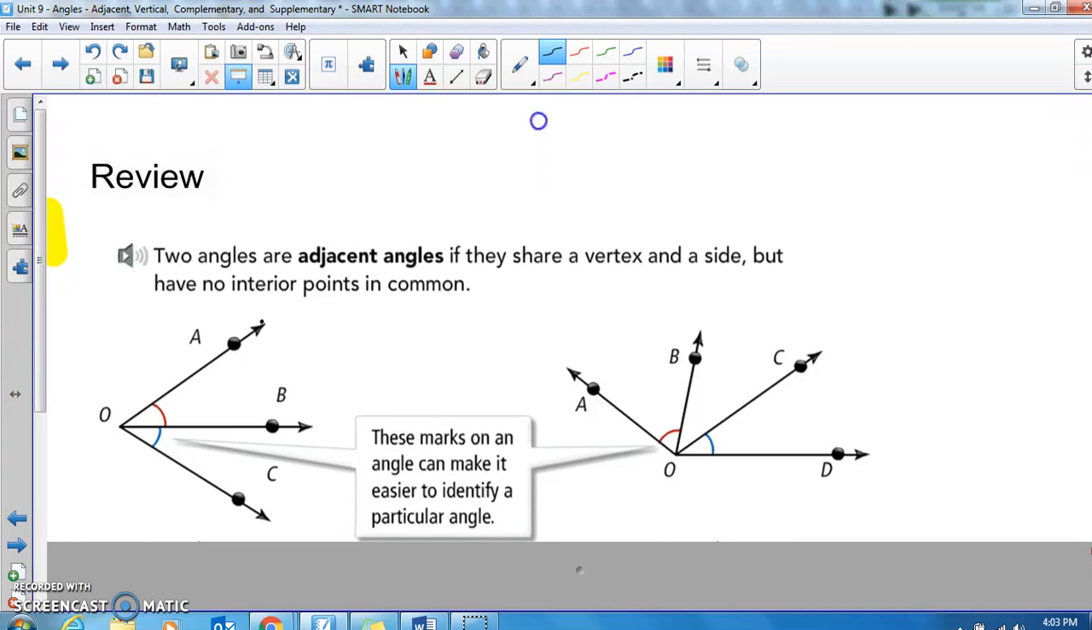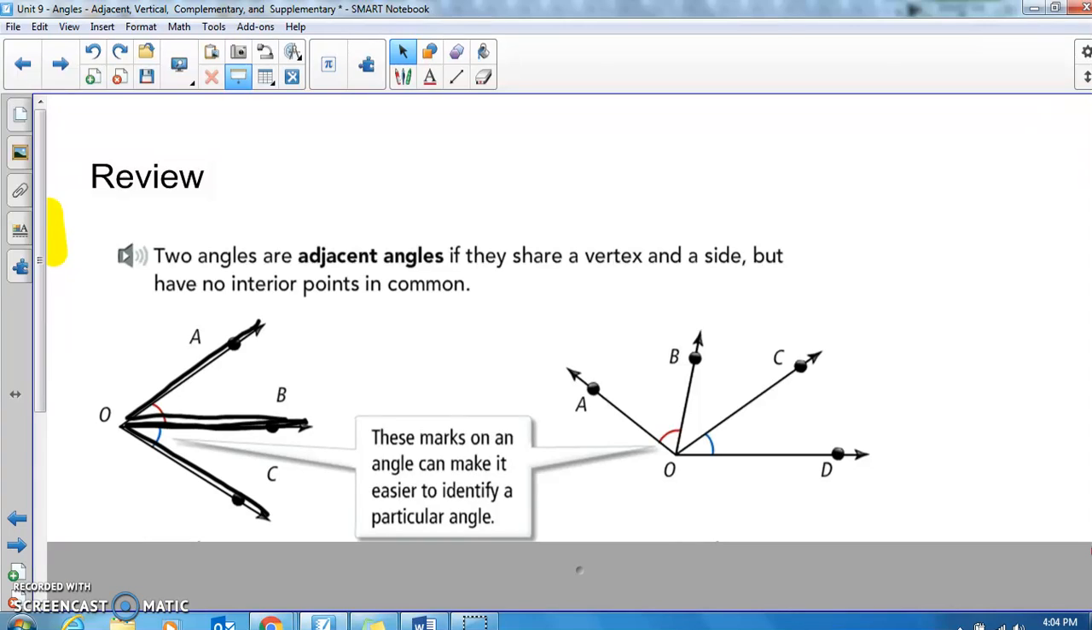We have angle AOB, then we have angle BOC. Those two angles are side by side. The reason they're side by side is because they have the common side right here in common. So that means this angle and the angle right below it are adjacent angles. They're side by side. They share this common side right through there. Okay?